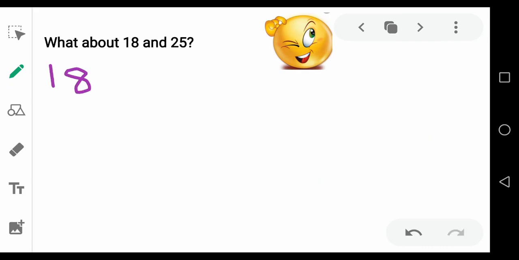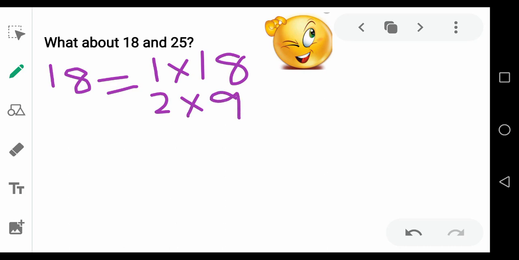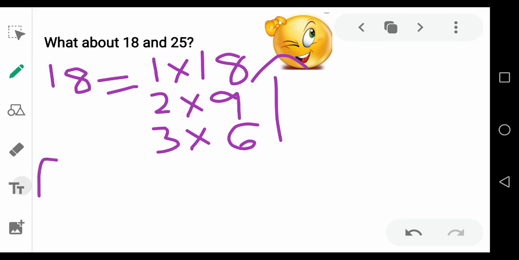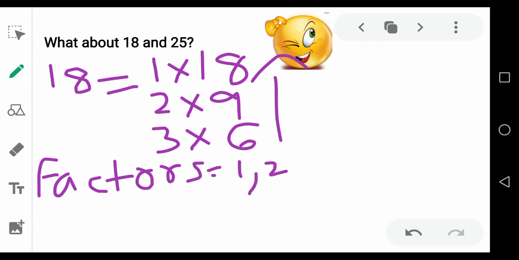Okay. 18 you can write as 1 into 18. So next is the 2 table. That is, 2 9s are 18. 3 6s are 18. Then the 4 table won't come. 5, 6... it will go on like this, so we can stop here. So what are the factors? Factors is equal to 1, 2, 3, 6, 9, 18.